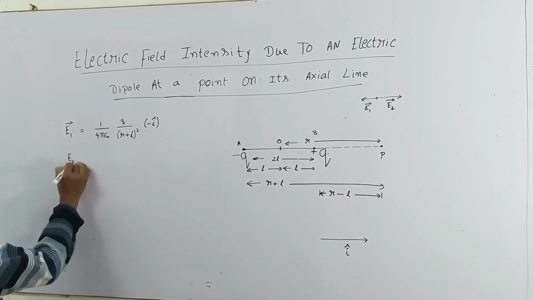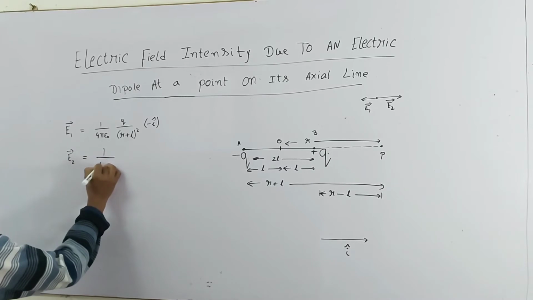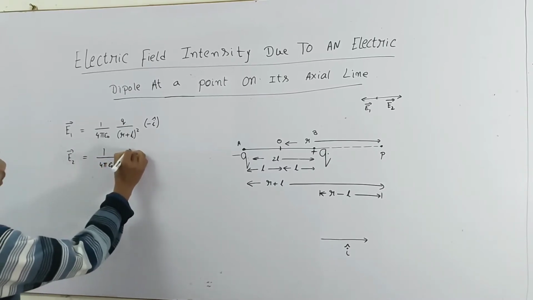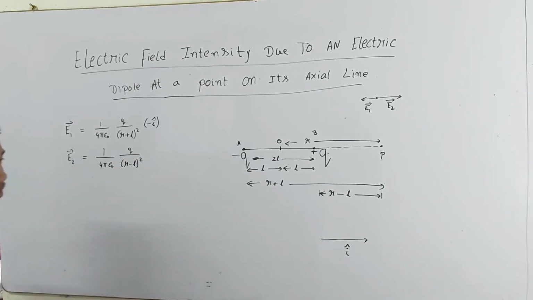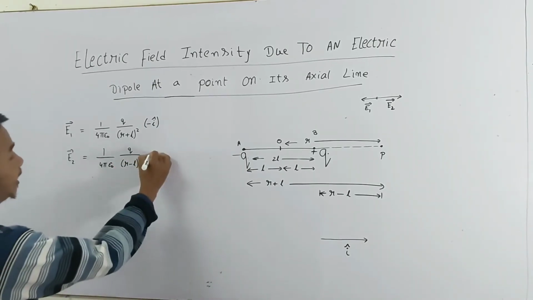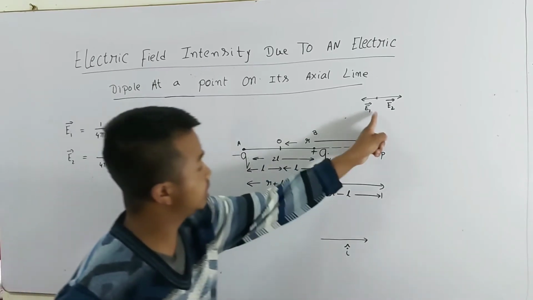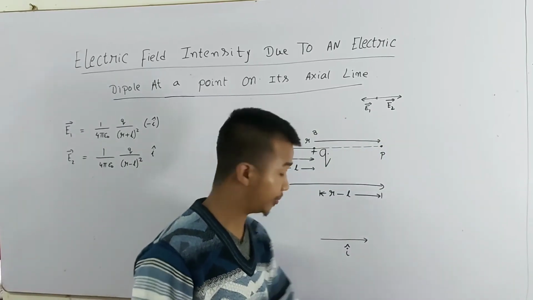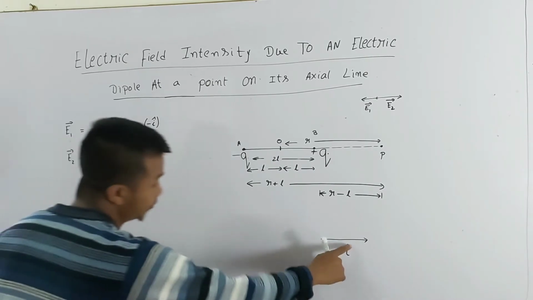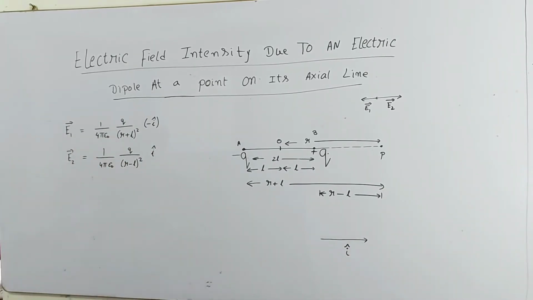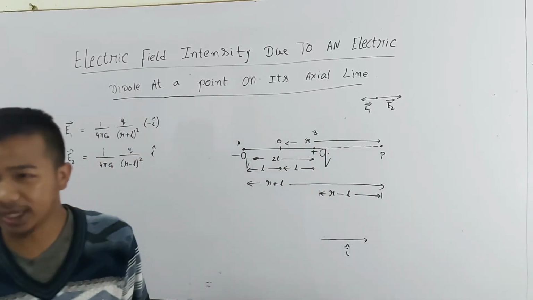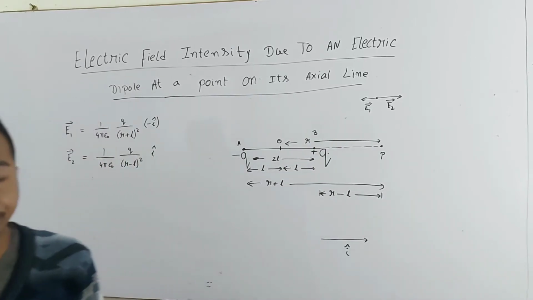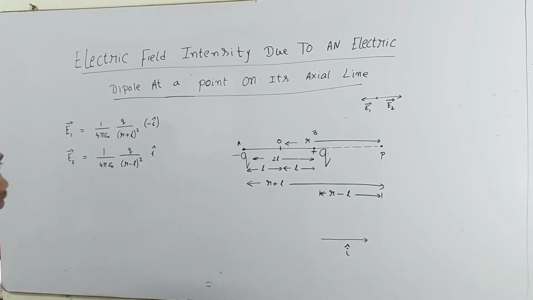And what is E2? E2 is 1 by 4 pi epsilon naught, Q divided by R minus L whole square, with i cap. This E vector is along i cap. It is in the direction of this unit vector. So we can see from here that E1 and E2 are collinear, but they are opposite in direction.